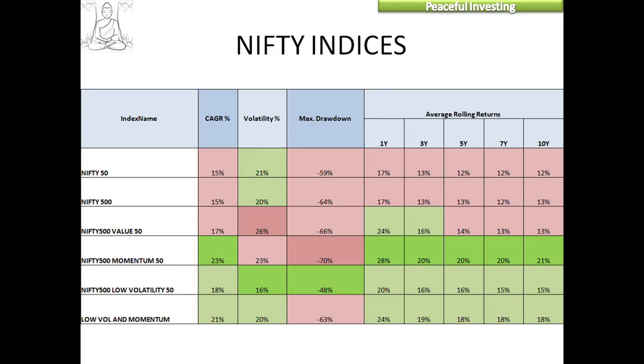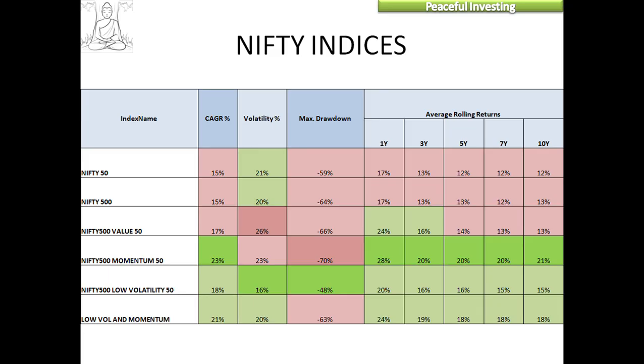This index has CAGR returns in the last 20 years of 18%. But if we look at the volatility numbers, even though the returns of the Nifty 500 low volatility 50 are lower than Nifty 500 momentum 50, they are higher than the rest of the indices: Nifty 50, Nifty 500, Nifty 500 value 50. The CAGR is higher for Nifty 500 low volatility 50. Other than momentum, the low vol index has higher return than all other indices. Volatility is by far the lowest.